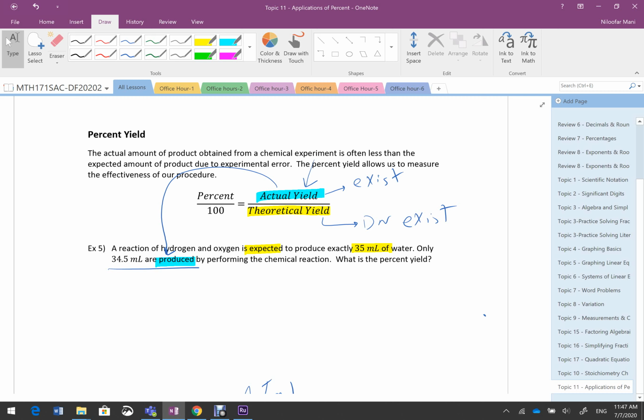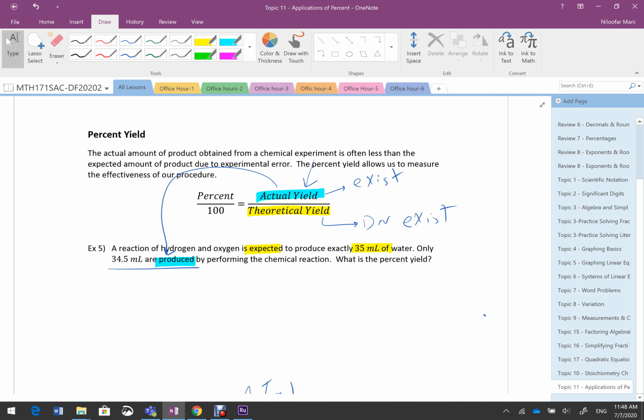Okay, so here percent yield must be the higher, the better the experiment, but percent error, the lower, the better the experiment. So, percent yield. A reaction of hydrogen and oxygen is expected to be 35 milliliter. That's an expectation, meaning I don't have it, I just expect. But in reality, 34.5 milliliter are produced. Percent yield is for producing something, for production.